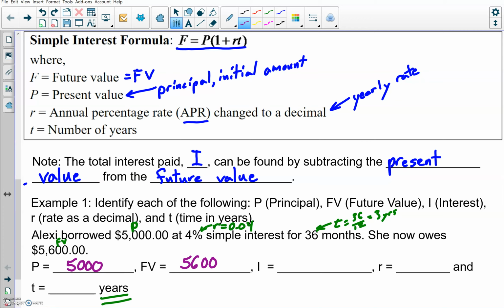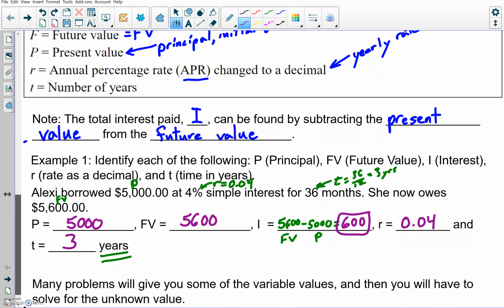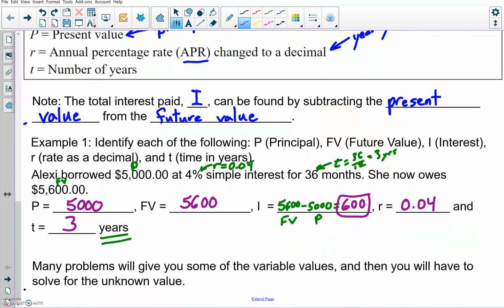The interest, we've got to do a little subtraction here. We've got to do the future value minus the present value. That's what you'll always do to get your interest if they just give you numbers for those values. And when you work that out, you get $600 for the interest. The rate converted to a decimal, 0.04, and the time converted to years was 3. So, that's basically what you're going to be doing in those types of problems. Not a lot of math involved, but you do need to pick the things out of the statement properly and be able to identify them.